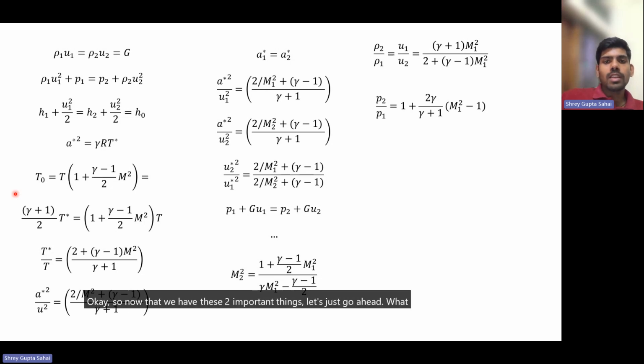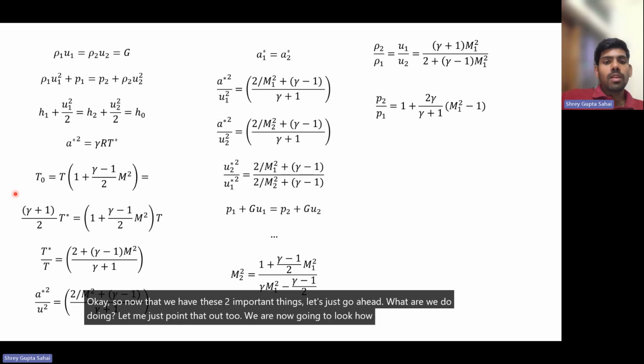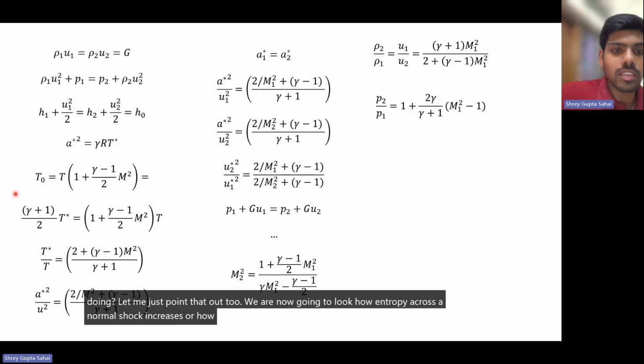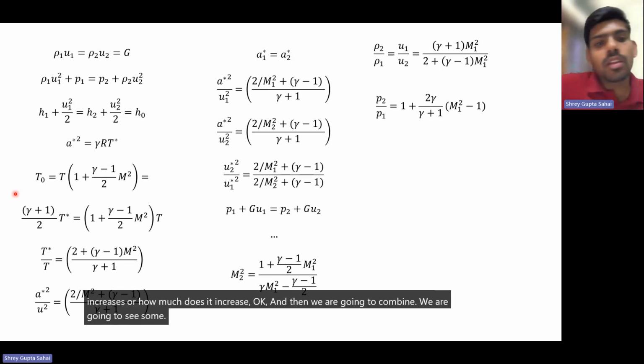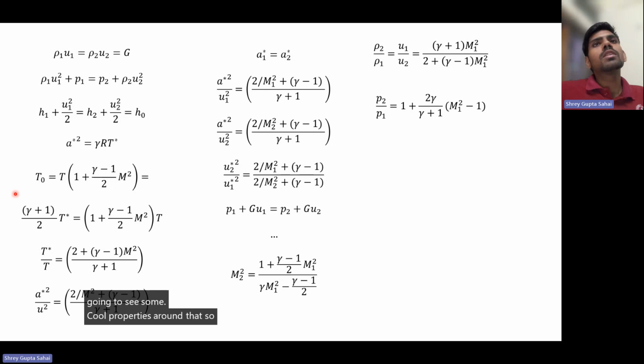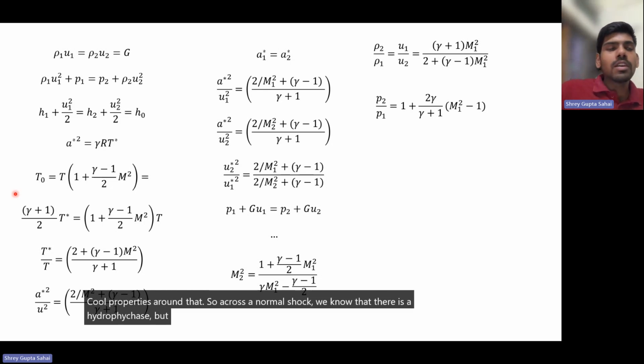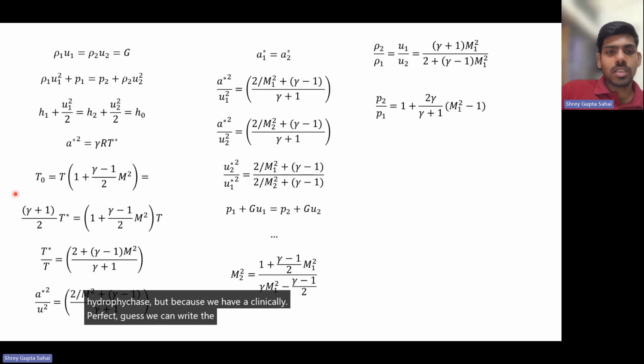What are we doing? Let me just point that out too. We are now going to look at how entropy across a normal shock increases, or how much it increases. Okay, and then we are going to combine. We're going to see some cool properties around that. So across a normal shock, we know that there is an entropy change, but because we have a calorically perfect gas, we can write the TDS relation to find the entropy change.